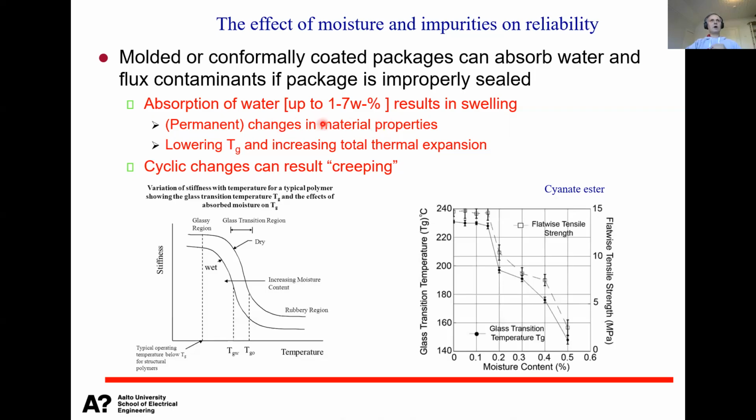So when there is a lot of moisture inside the material, it affects several critical parameters for our organic materials, like glass transition temperature and thermal expansion. And as you know, if we are thinking about how these organic materials behave under thermal cycling or changing temperature, both these have a significant effect.